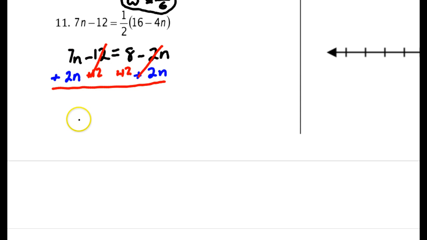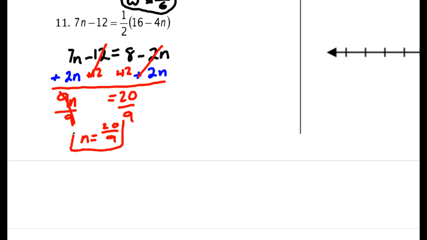Okay. These both equal 0. So we'll have 9n equals 20. Divide both sides by the coefficient. 20 over 9, that's fully reduced. So we just say, well, 9's cancel out, n equals 20 over 9. There we go.